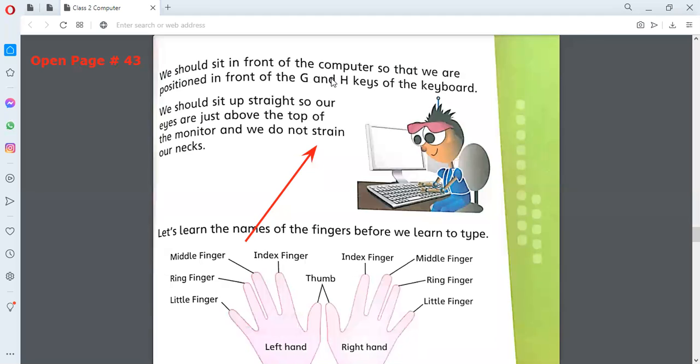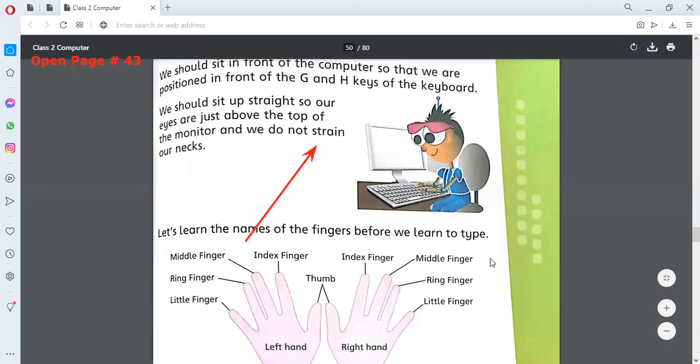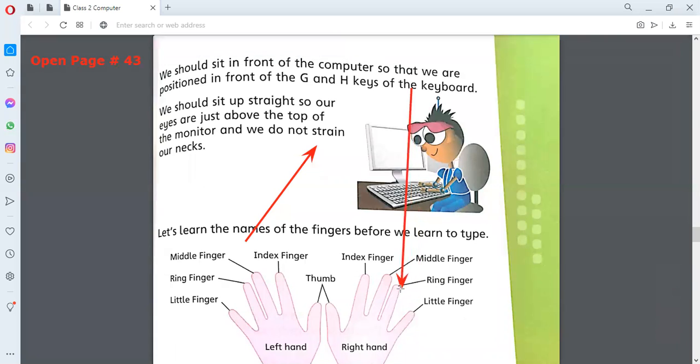Little finger is the formal name of the last and smallest finger, and sometimes we call it the pinky finger, but pinky finger is not a formal name. Then we have the ring finger, then the middle finger, then the index finger. Along with the index finger, the next finger is the thumb. So we have ten fingers in our hands, and these are the names of the fingers.